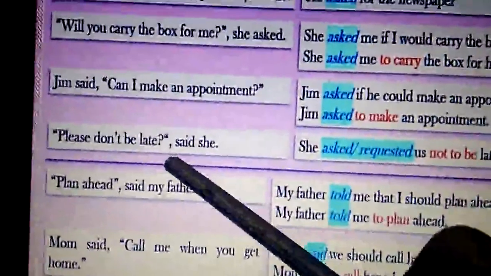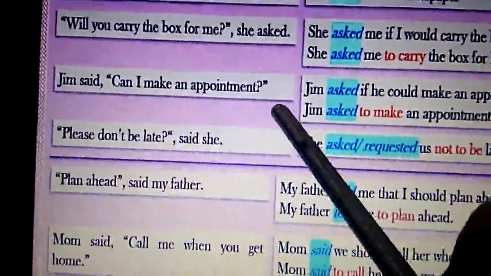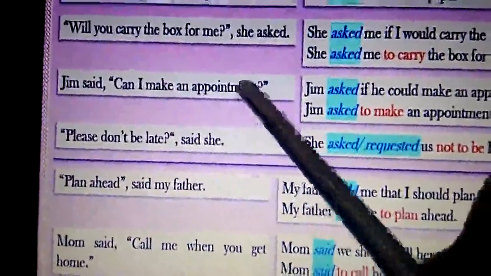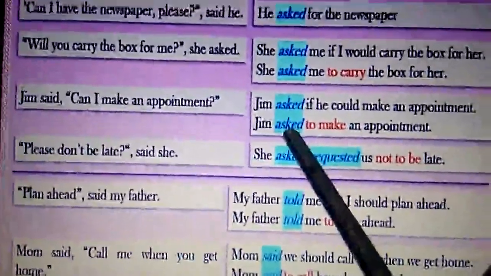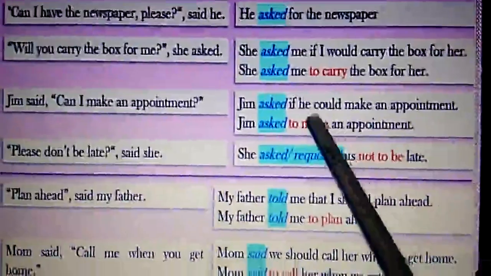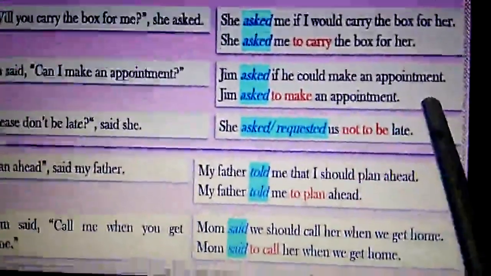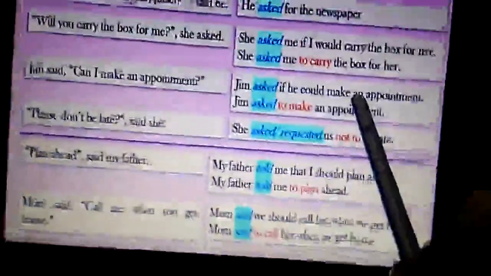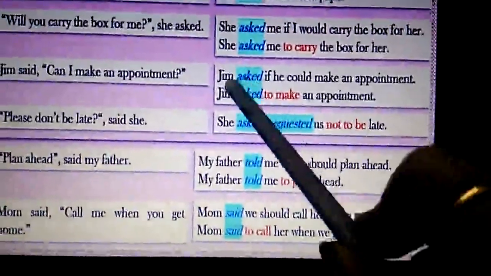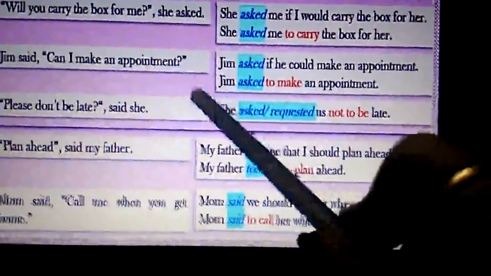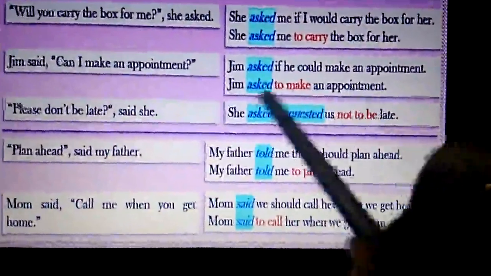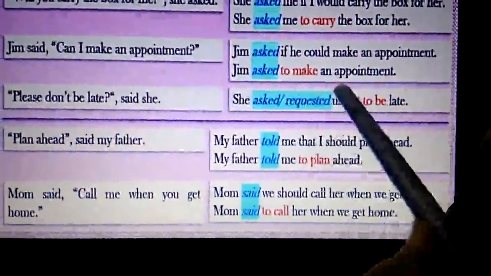Jim said, "Can I make an appointment?" Jim asked if he could make an appointment. This is one way of changing the direct question into an indirect statement. Like, Jim asked to make an appointment.